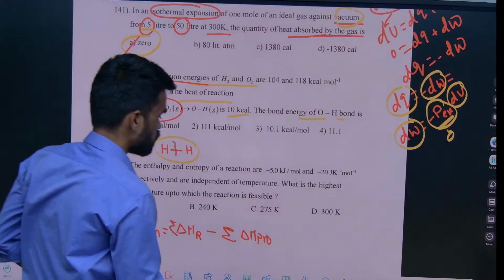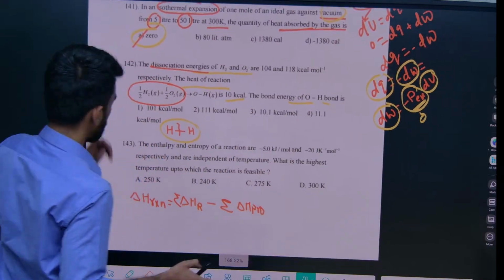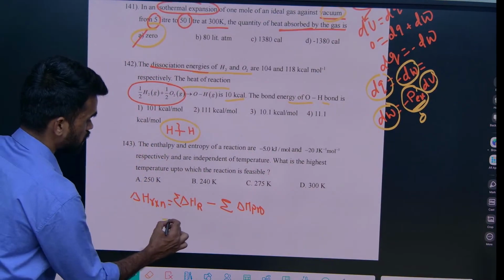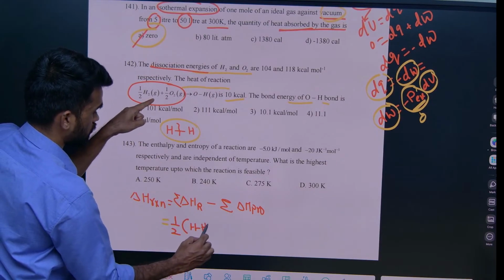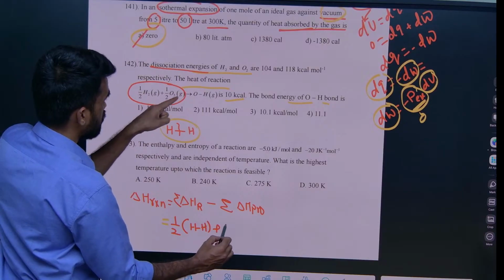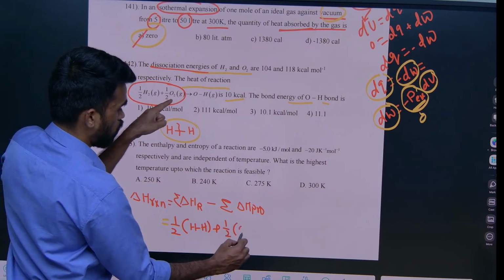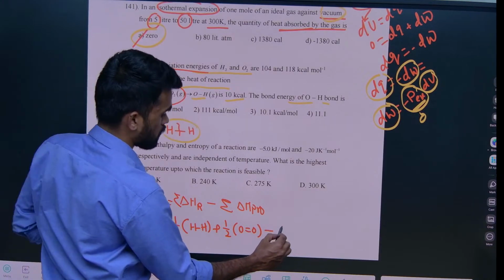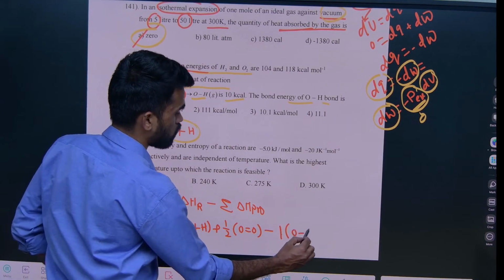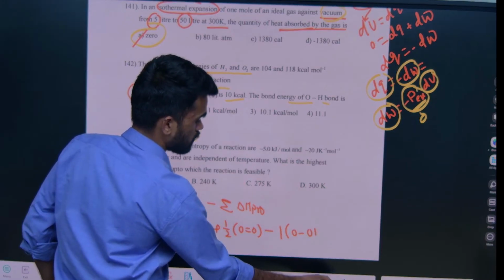Now based on this, you tell me what we can do. Here, what are the reactants they have given? Half H-H, like H2 is given, plus half O2, O-O, minus this OH is forming now. How many? One OH is forming, one OH, okay, that's it.